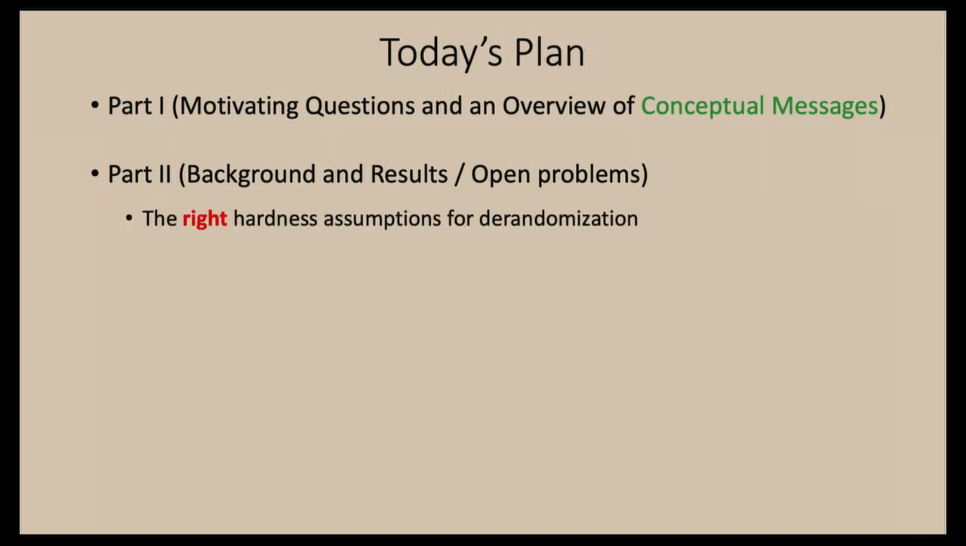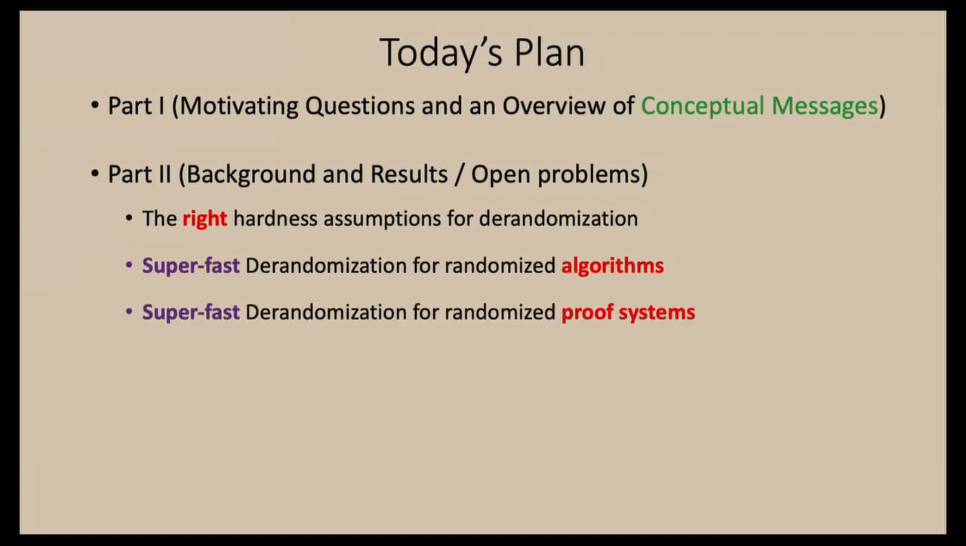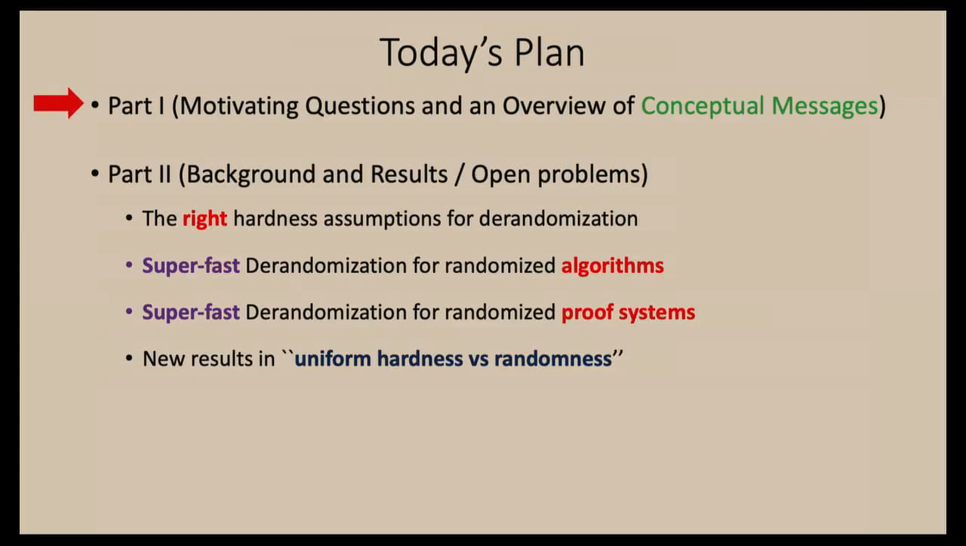And first, I will talk about the works on finding the right assumptions for derandomization. And next, I'll talk about super fast derandomization for randomized algorithms. And then I will talk about some very recent work. Actually, it was just made public this morning, for randomized proof systems. And finally, I will talk a little bit about the new results in uniform hardness versus randomness, depending on whether I have time or not at the end of the talk. So let's get started.